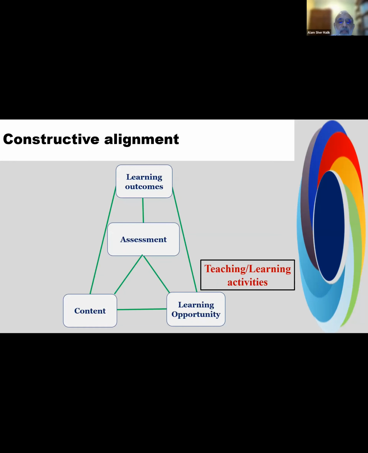This is shown in another diagram here. The learning outcomes would tell us what content should be there, how they should be taught, what should be the teaching learning methods, and what should be the assessment methods. So everything is basically guided by the learning outcomes.